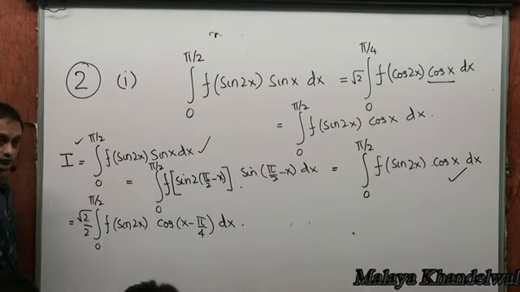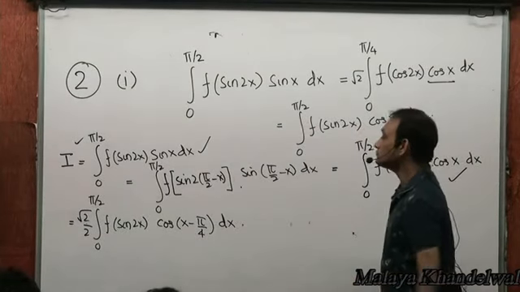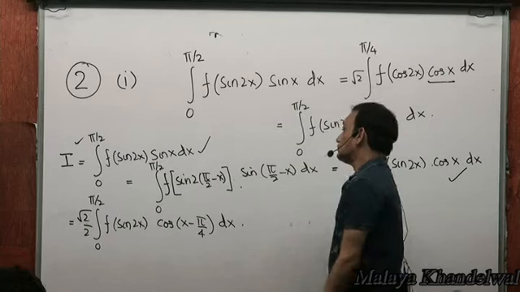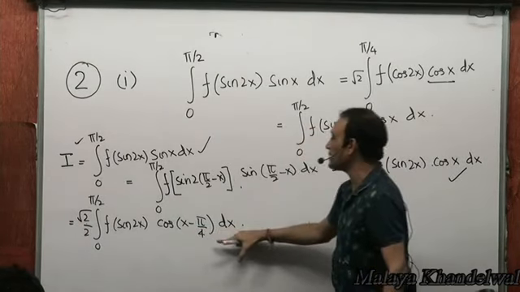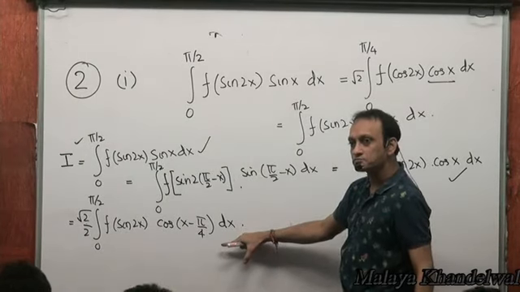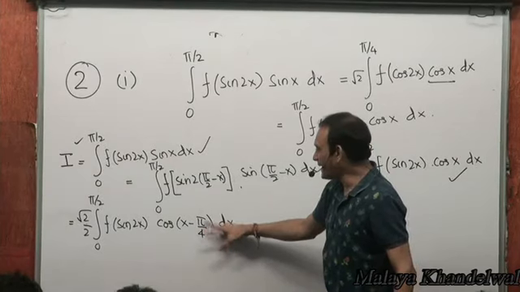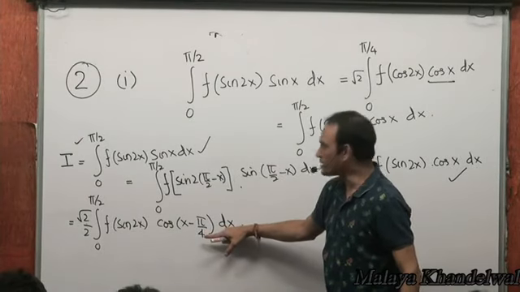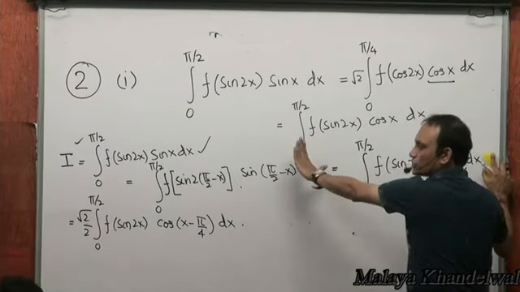Yes or no? Now, cos x means I would want to make x minus pi by 4 my subject of integration, so that this will become like a cos t, right? Let me make x minus pi by 4 my subject of integration. So when I do that, can I remove the clutter from here?